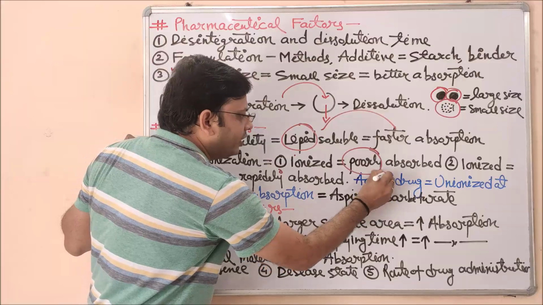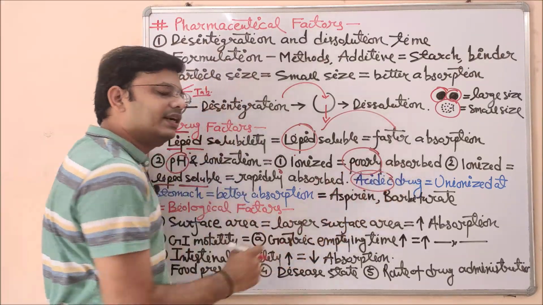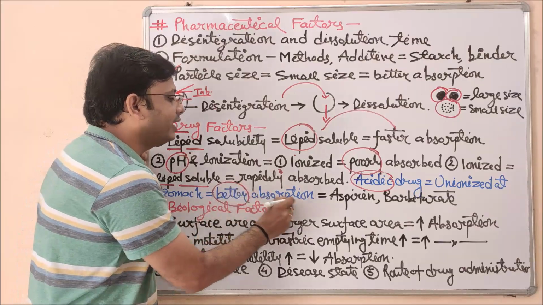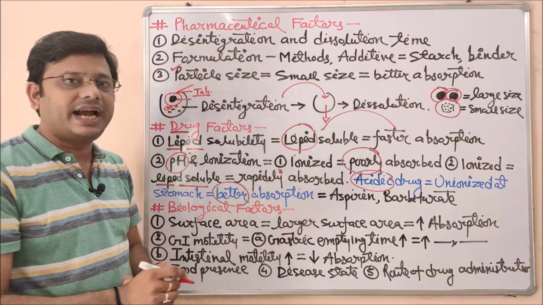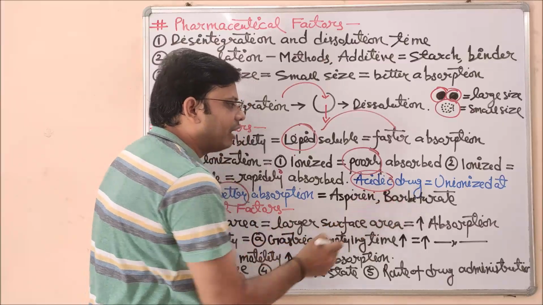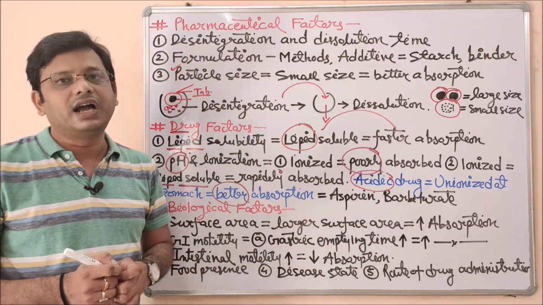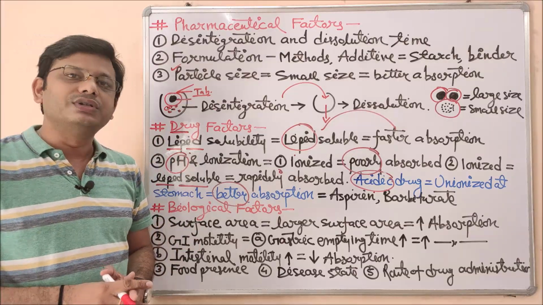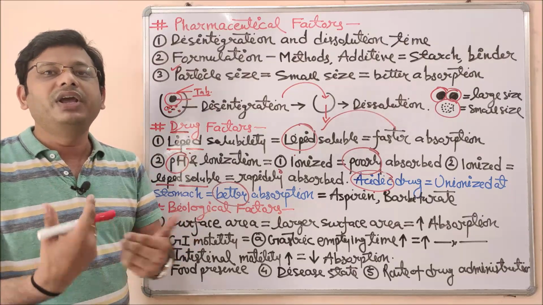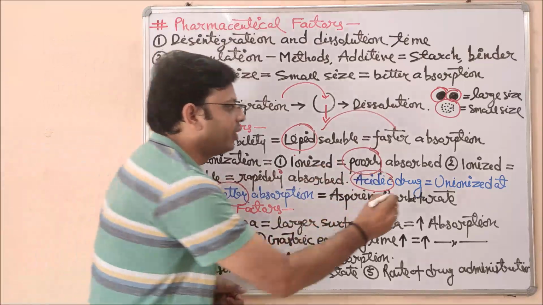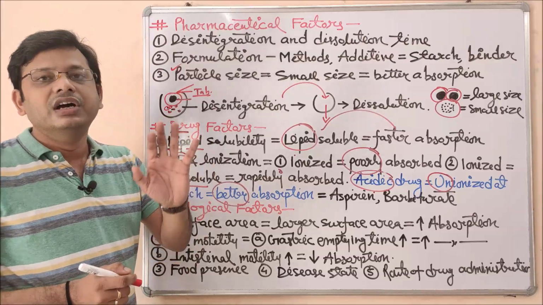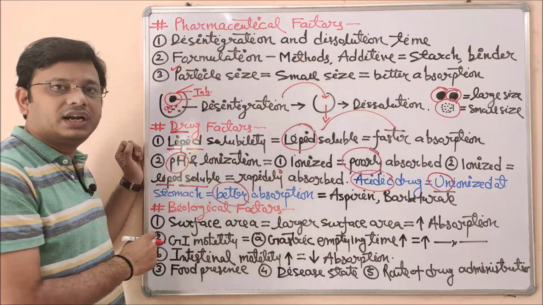So if you are talking about an acidic drug, then this acidic drug gets unionized in the stomach, so that it will produce better absorption. Examples of such kinds of drugs are aspirin and barbiturate. You know very well that these are acidic drugs, and these drugs can be absorbed faster in the stomach, because in the stomach they will be in unionized form. This is important. Unionized means faster absorption. Ionized will be a slow absorption as compared to the unionized case.